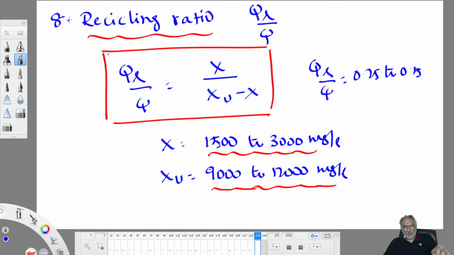Okay, if you are comfortable, let us solve a few questions related to the activated sludge process. It is a very, very important topic, especially for the GATE exam. They keep on asking questions in the GATE exam. The more questions you solve, the more comfortable you become. Come on, try this question.